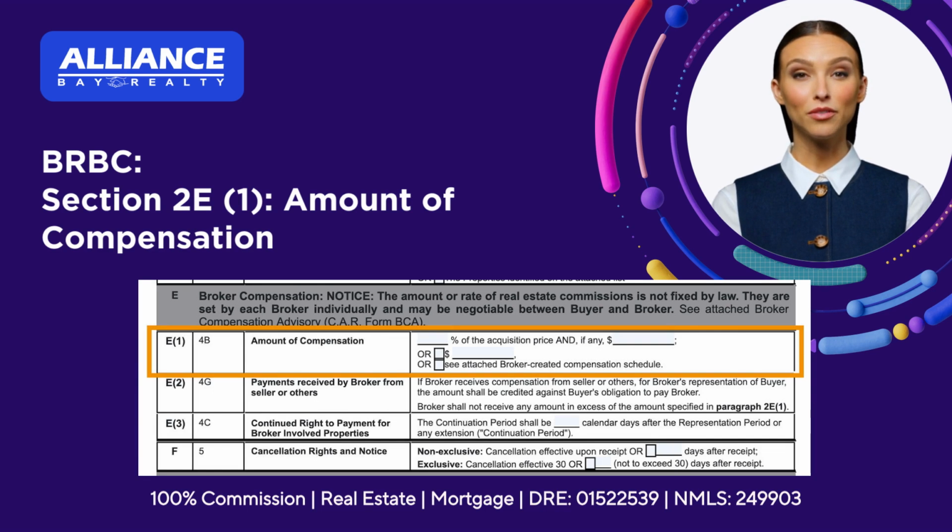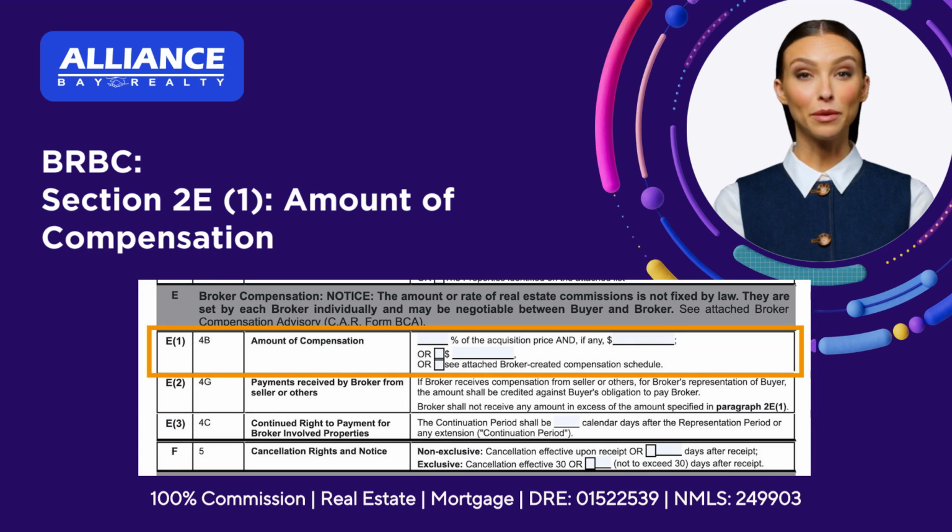You'll typically see 3 options. 1. Percentage plus optional flat amount. Example, 2.5% of the acquisition price and, if any, $0. This sets a percentage of the final purchase price, and you may also include a fixed dollar amount if negotiated. 2. Flat dollar amount only. Example, $10,000. The buyer agrees the broker's compensation for the transaction is a set dollar figure.